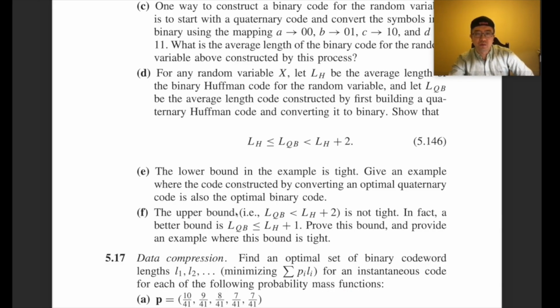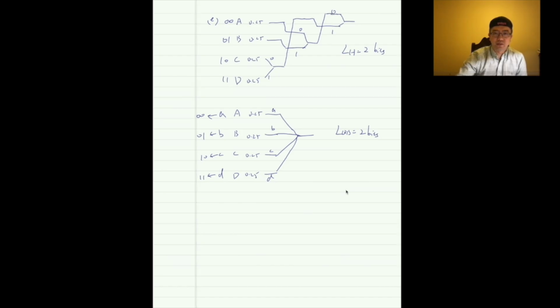So the upper bound, this is not tight. In fact, a better code is this: LQB is less than LH plus 1 will hold, right? And prove this bound, provide an example where this bound is tight. Okay, so let's see how we can solve for that. So this is part F. So notice that here, what we would like to show is LQB equals LH plus 1, right?